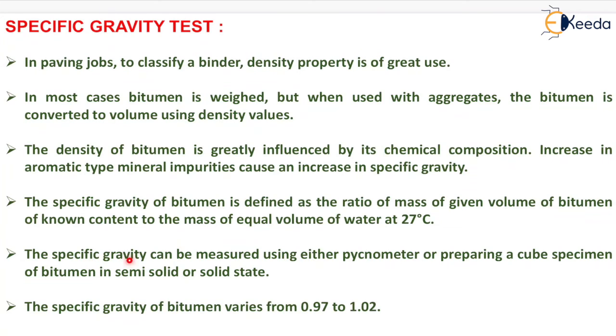The specific gravity can be measured using either pycnometer or preparing a cube specimen of bitumen in semi-solid or solid state. The specific gravity of bitumen varies from 0.97 to 1.02.